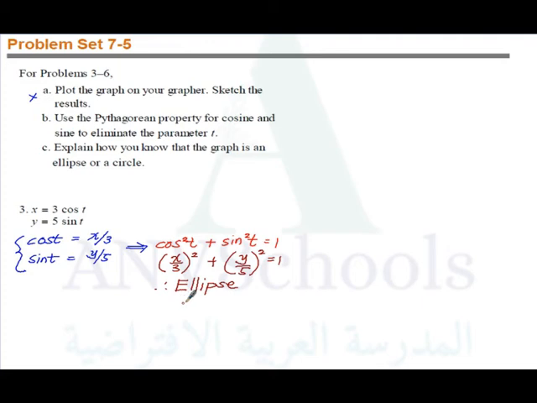So if this is an ellipse, our center occurs at 0, 0, or the origin. Our A is equal to 3, and our B is equal to 5. And the location of our semi-major axis would be on the y-axis. So we have done this. Now we go back to letter A.